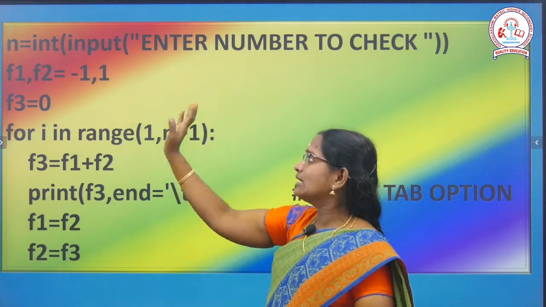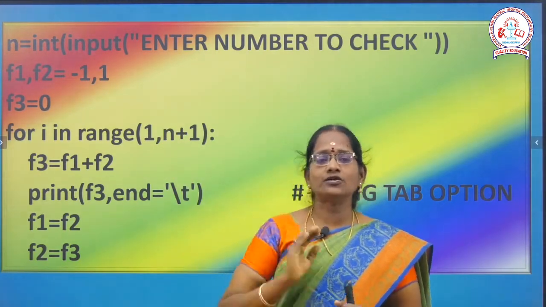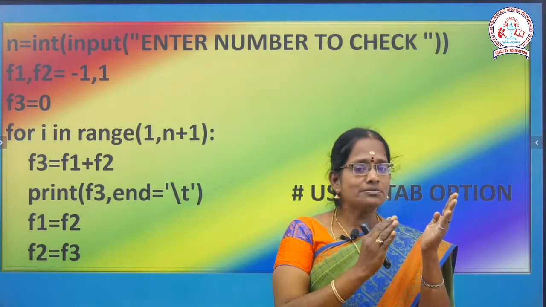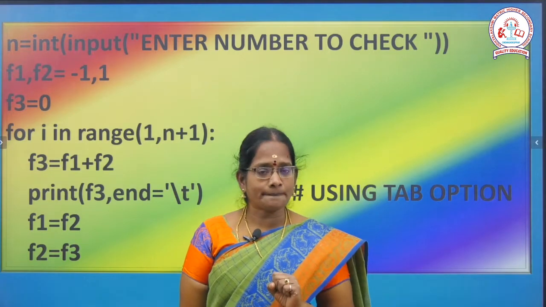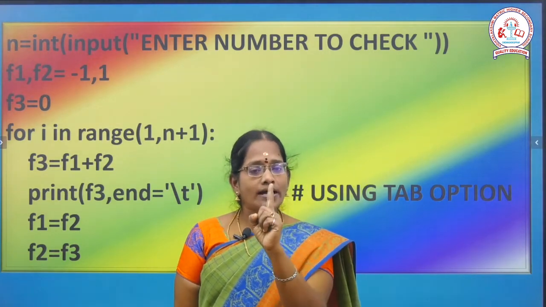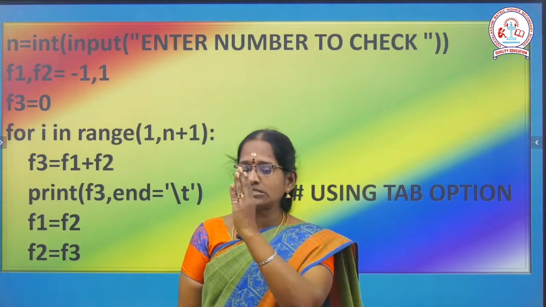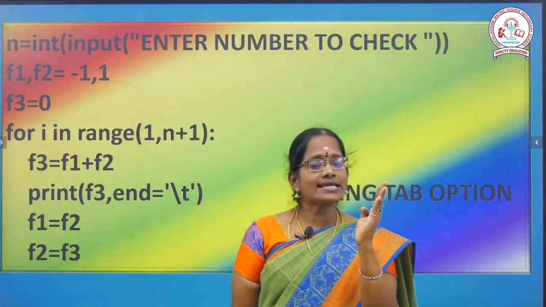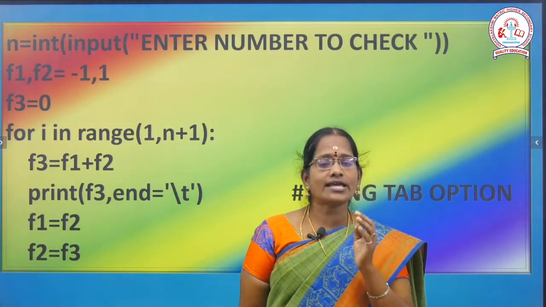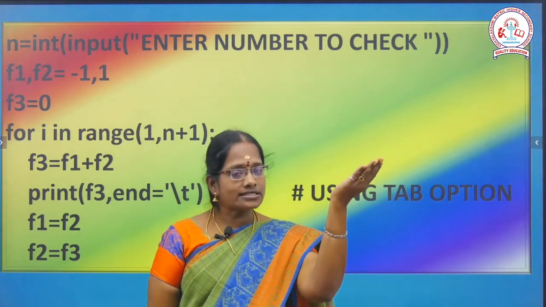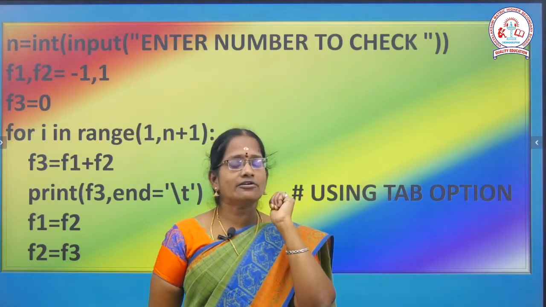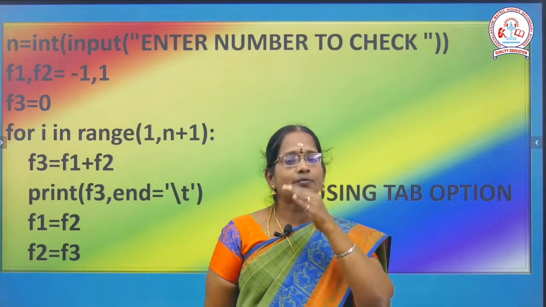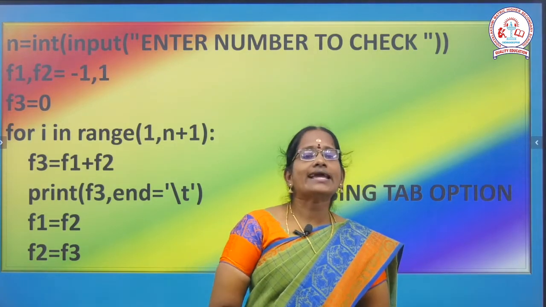Next, in this place we already know the calculation. First number plus second number produces the third number, 0, 1. So 0 plus 1 is 1. Again the second and third are calculated: second number plus third number produces the fourth number. Third and fourth produce the fifth number. Like that it goes on.